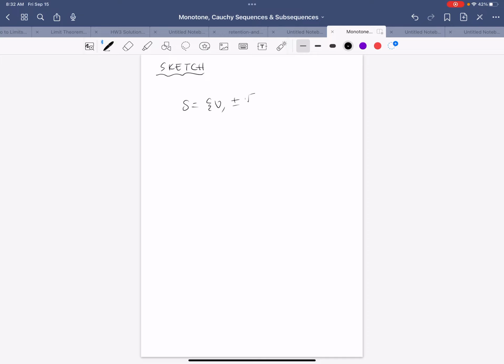Zero plus and minus root 3 over 2. I don't know what's wrong with it. I think maybe I need a new top, sorry. Maybe I need a new top because, so let's see here. And then plus or minus root 3 over 2.